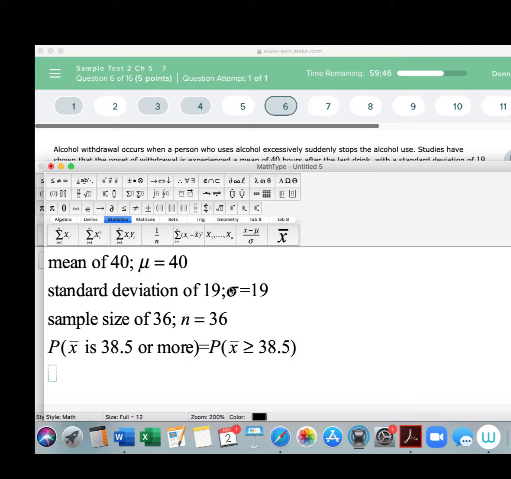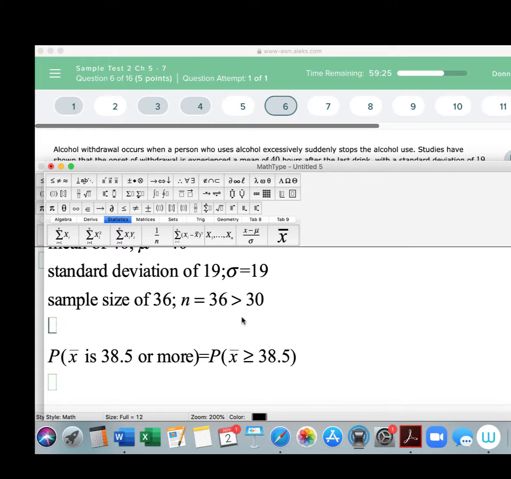The first thing we want to do is find the z-score that corresponds to 38.5. And you say, well, how do you know that it's going to be a z-score? Because by the central limit theorem, we know that the sampling distribution is normally distributed when n is greater than 30, and 36 is definitely bigger than 30. So we're going to find the z-score that corresponds to x bar of 38.5.